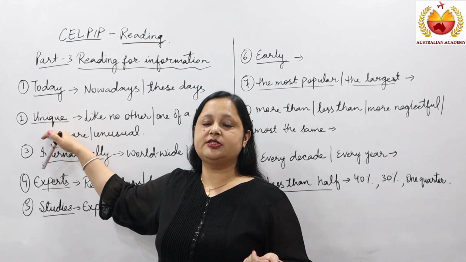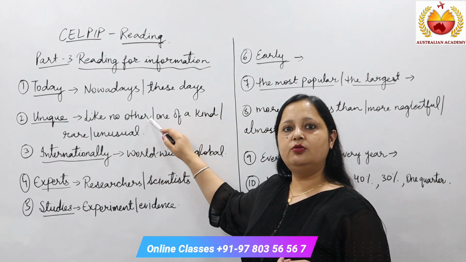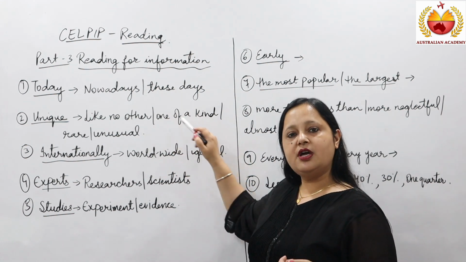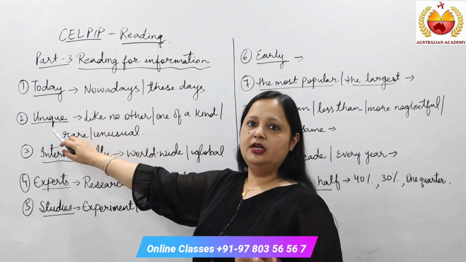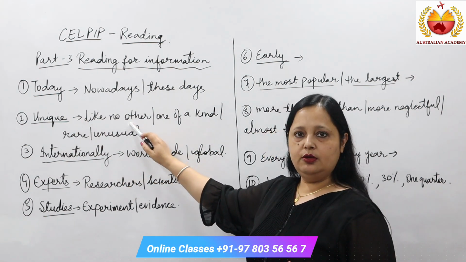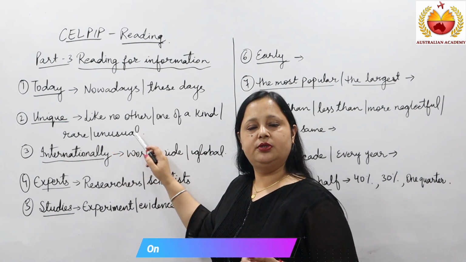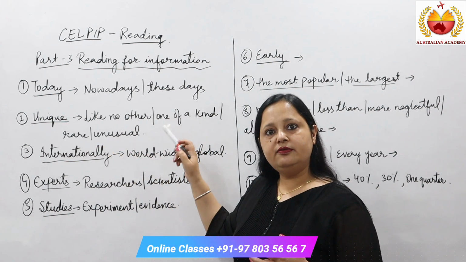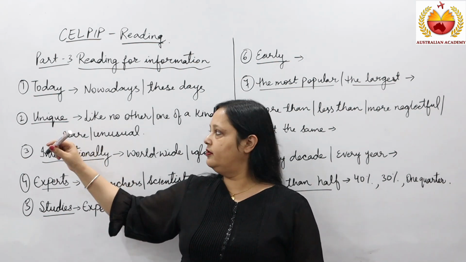Now, what will you be expecting to get in the passage? You might get "like no other," which means the same, "one of a kind," or "unique." So if the question says "unique," the passage would say "like no other," "one of a kind," "rare," or "unusual." Wherever you get this information, that is going to be the correct answer for these kinds of questions where you get "unique."